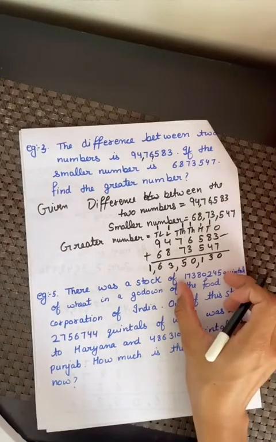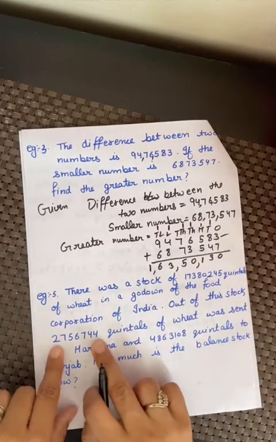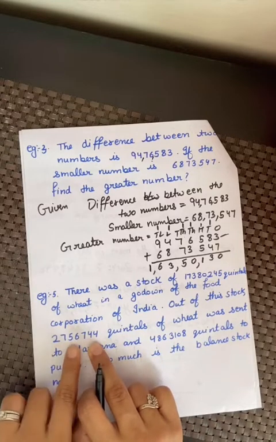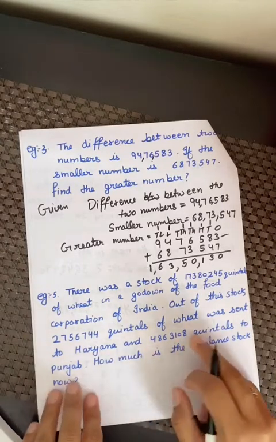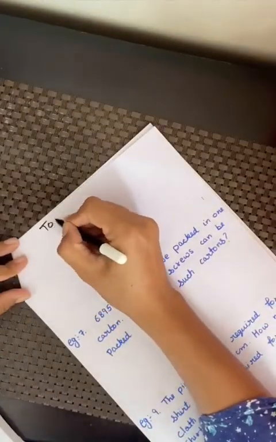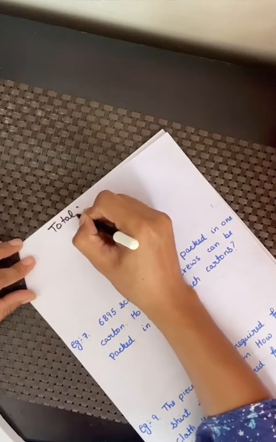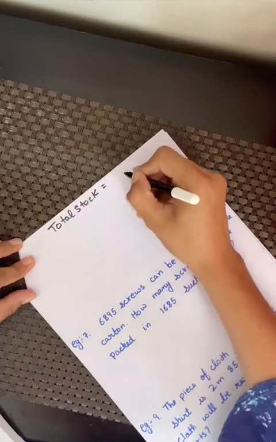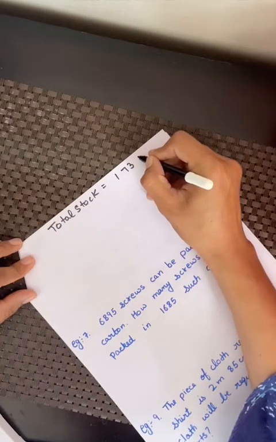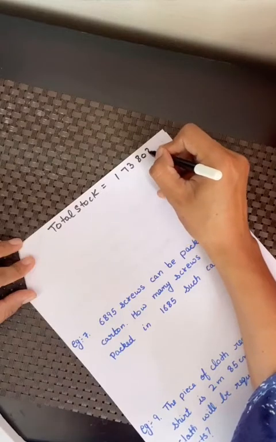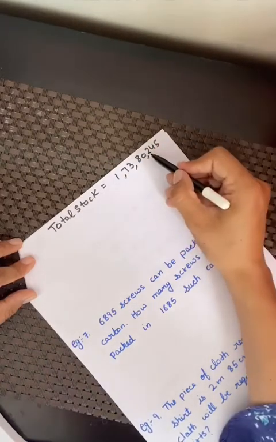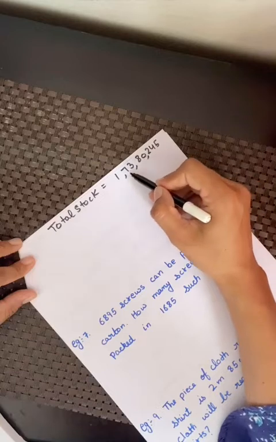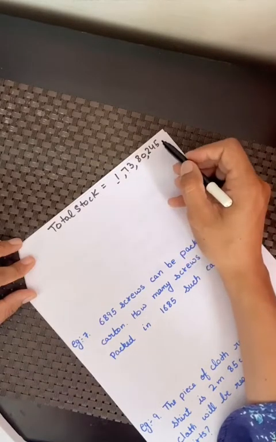So our total number is this, out of which this much quintals of wheat is sent to Haryana and this much quintals of wheat is sent to Punjab. So let's move to the solution now. Okay, now total stock is 1 crore 73 lakh 80,245. We always put a comma after a period. This is the period of thousand, this is the period of lakh, this is the period of crore.